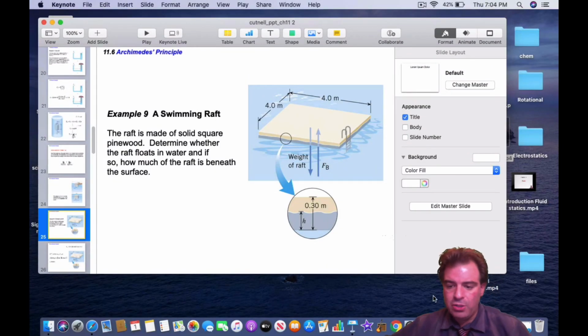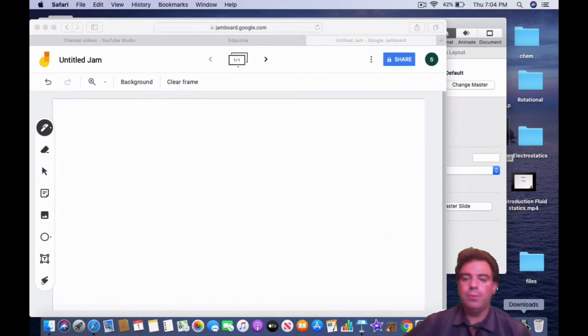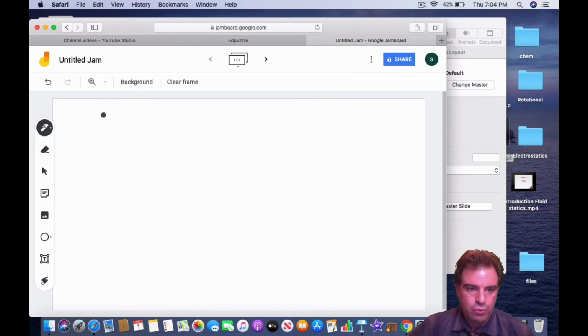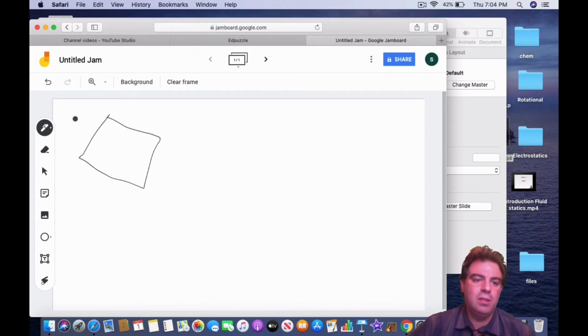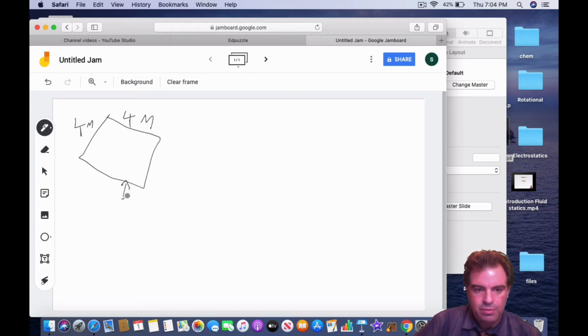So let's go back to our Jamboard, okay? And I'm going to draw it right over here. This is our raft. And what do we basically say? It is 4 meters length, 4 meters width, and the height of it, the thickness really of it, is going to be 0.30 meters, okay? Anybody see that?